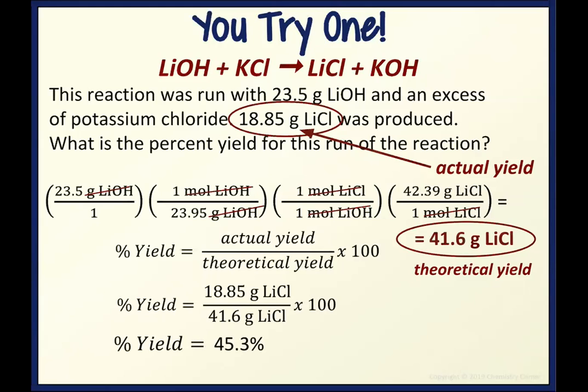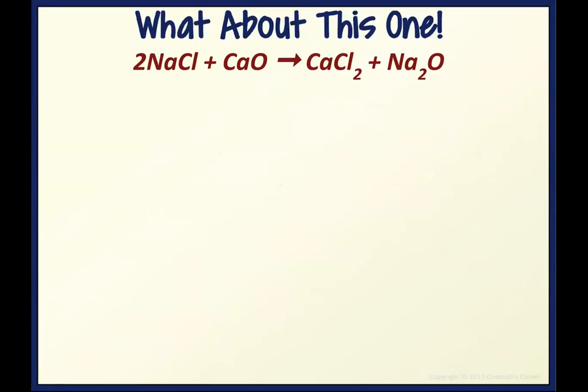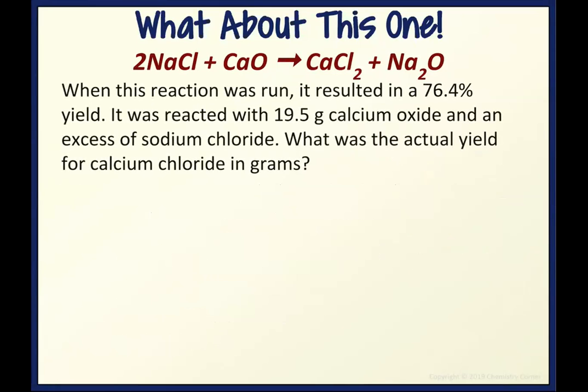What about this one? This is going a different way. Okay, here's our equation. Here's our balanced equation. When this reaction was run, it resulted in a 76.4% yield. It was reacted with 19.5 grams of calcium oxide and an excess of sodium chloride. Okay, that just says we're not going to care about the sodium chloride really. We're dealing with calcium oxide, which is CaO. What was the actual yield for calcium chloride in grams?